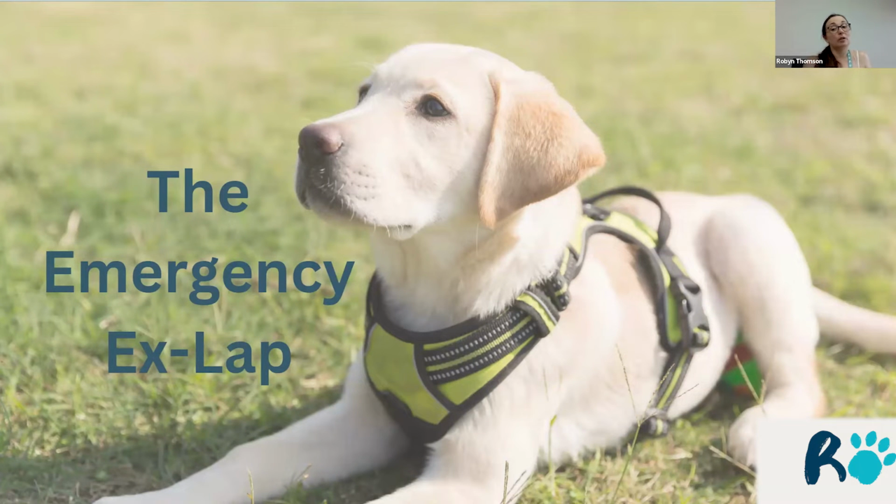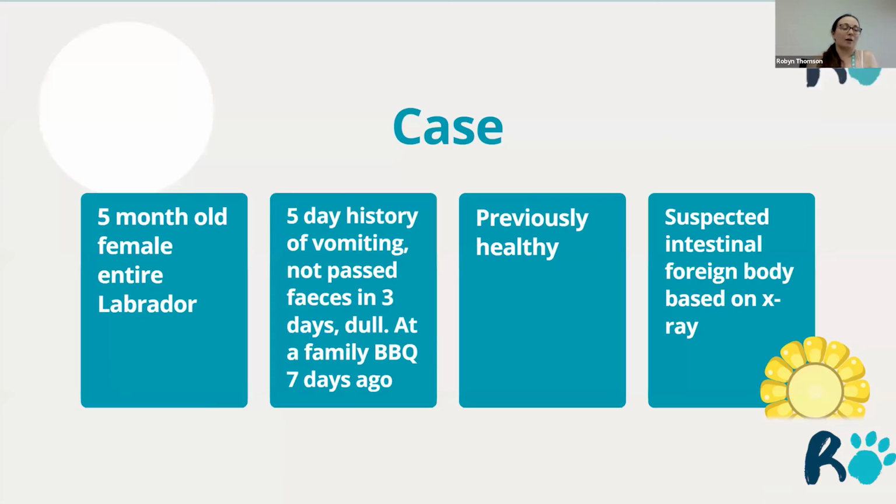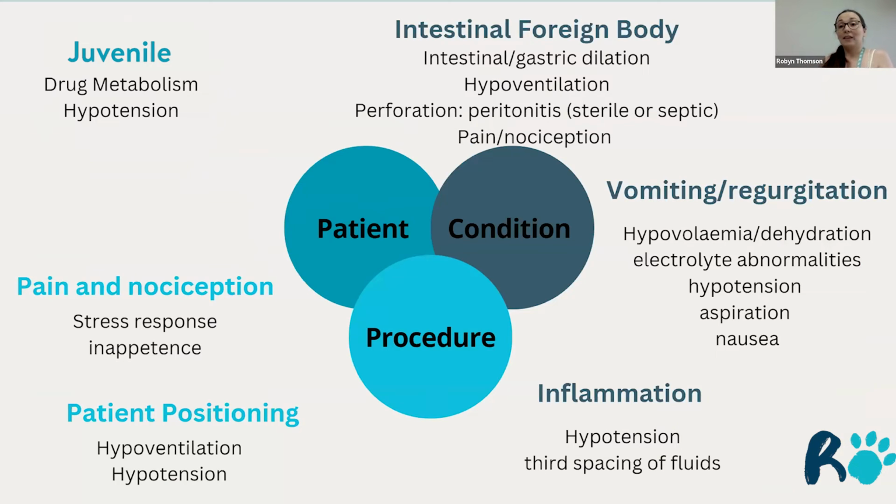So here is our beautiful Labrador. She's a 5-month-old female entire Labrador. She has a 5-day history of vomiting. She's not passed feces in 3 days. She's quite dull. She was at a family barbecue 7 days ago. Up to this point, she was previously quite healthy. You've taken an X-ray and you suspect an intestinal foreign body. On that X-ray, there is quite a lot of dilation of the small intestines, and the stomach does look quite full. And you suspect, sadly, that she's eaten a corn on the cob, because it looks like that on the X-ray. Okay. So what am I thinking?